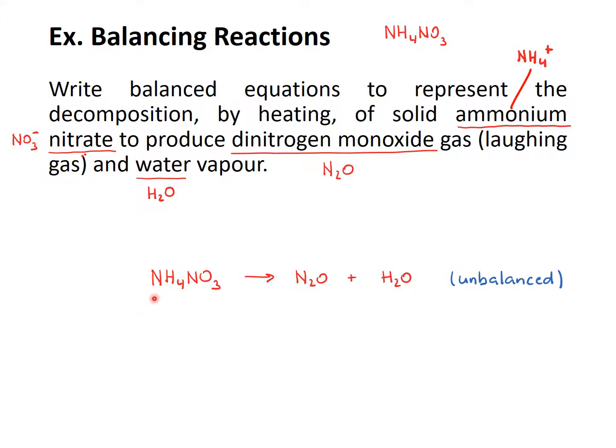Starting with nitrogen, we'll notice we have 2 nitrogens on the left and 2 nitrogens on the right. Next, we'll take a look at hydrogen. We have 4 hydrogens on the left and only 2 hydrogens on the right. So in order to balance the hydrogens, we would add a 2 in front of the water. Lastly, we'll look at the oxygens. We have 3 oxygens on the left, and 1 plus 2 gives us 3 oxygens on the right. So this reaction is balanced.